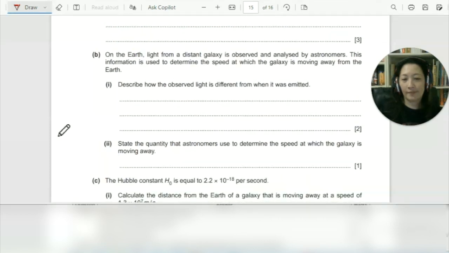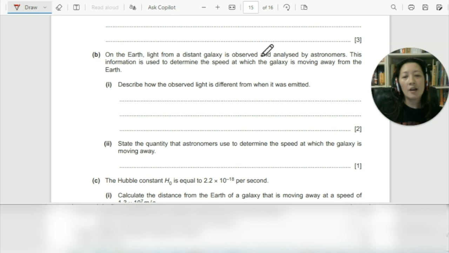Move on. B. On the Earth, light from a distant galaxy is observed and analyzed by astronomers. This information is used to determine the speed at which the galaxy is moving away from the Earth. Number 1. Describe how the observed light is different from when it was emitted. So again, this is a description question. We just need to describe how this light is observed to be different from when it's actually emitted from that galaxy. The question has already told us that the galaxy is moving away from us.